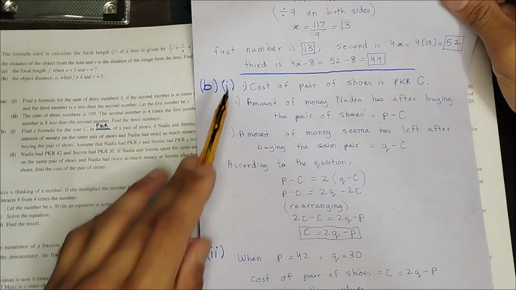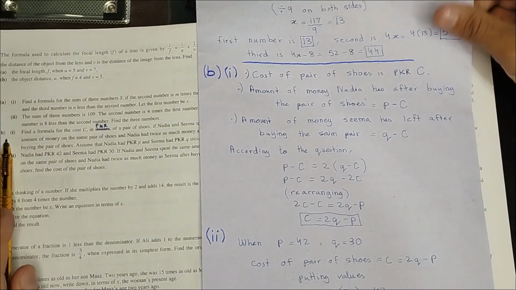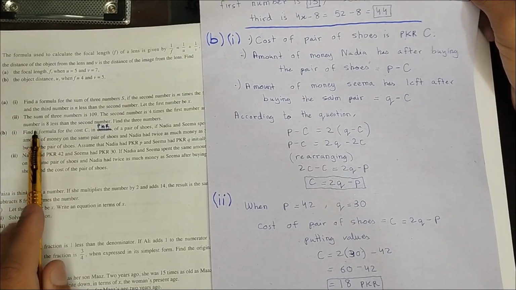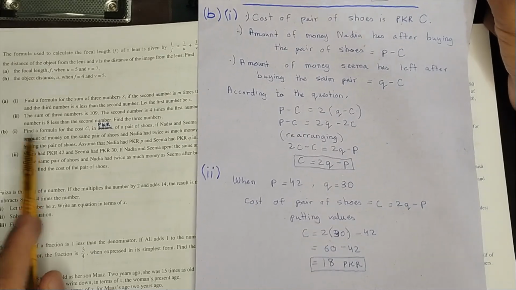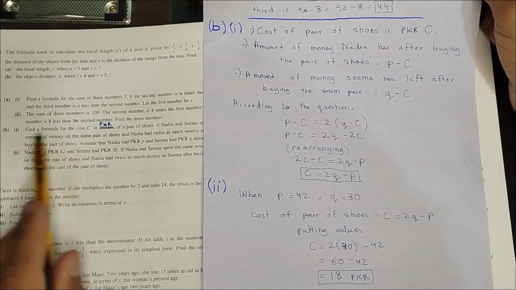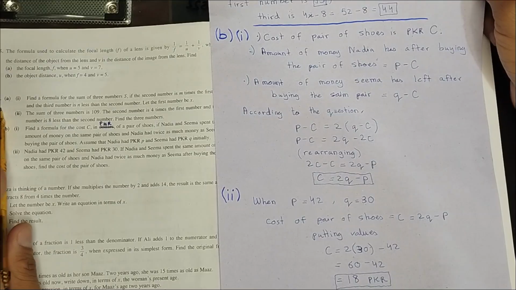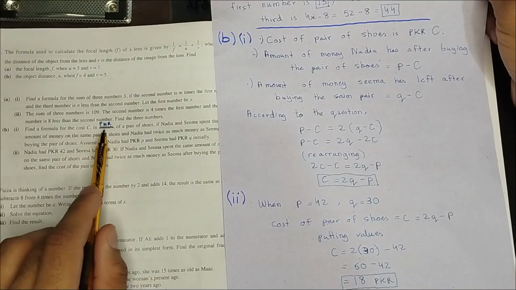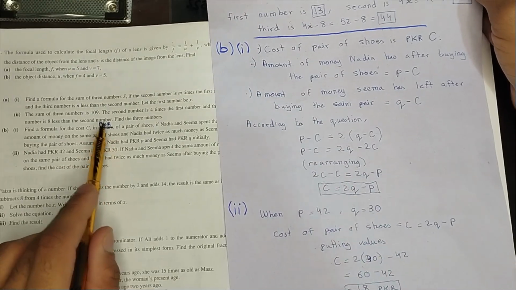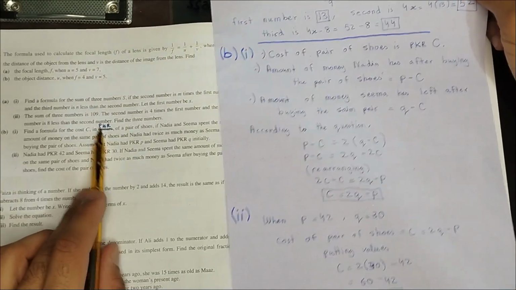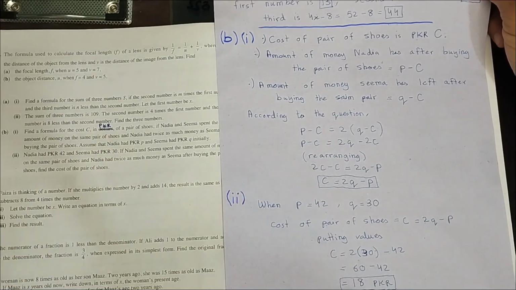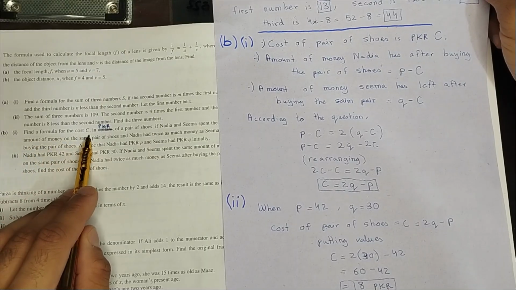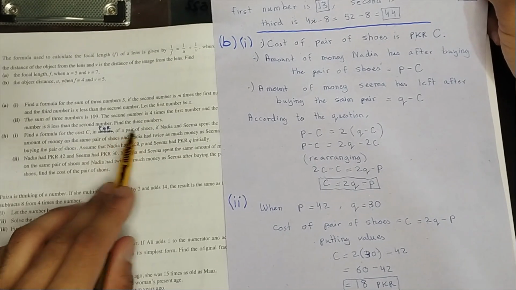Now we're going to deal with part B of question number 26. It again asks us to construct a formula. What are we going to do about that? Just look at the information given to us. Question number 26 has a bit of a problem in it. It says dollars. You're going to replace dollars with PKR, Pakistani rupees. Our book will deal with PKR, not dollars here. Find the formula for the cost C in PKR of a pair of shoes.